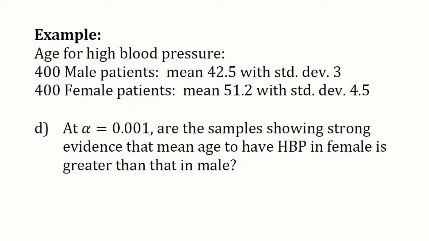All right, so we are now at question D of our current example. And of course, the description of our two samples remains exactly the same here. So let's spend some time reading the wording of the question in part D. At significance level alpha equals 0.001, are the samples showing strong evidence that mean age to have HBP, which stands for high blood pressure, in female is greater than that in male?